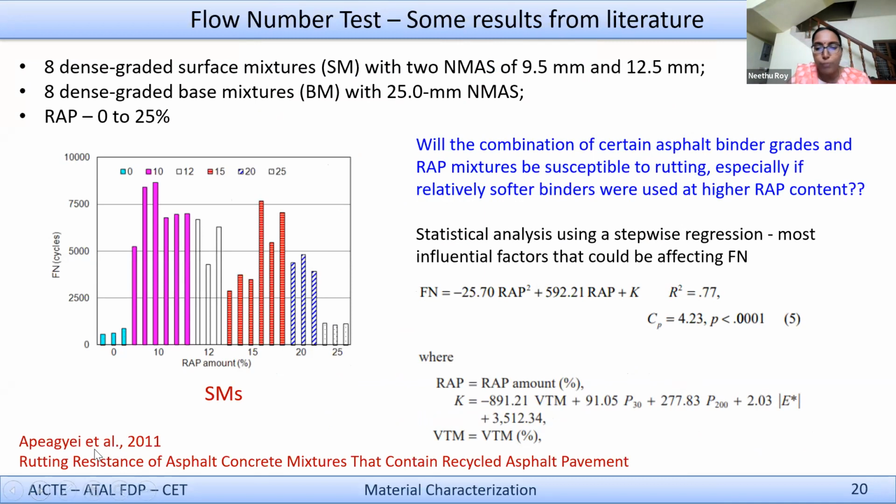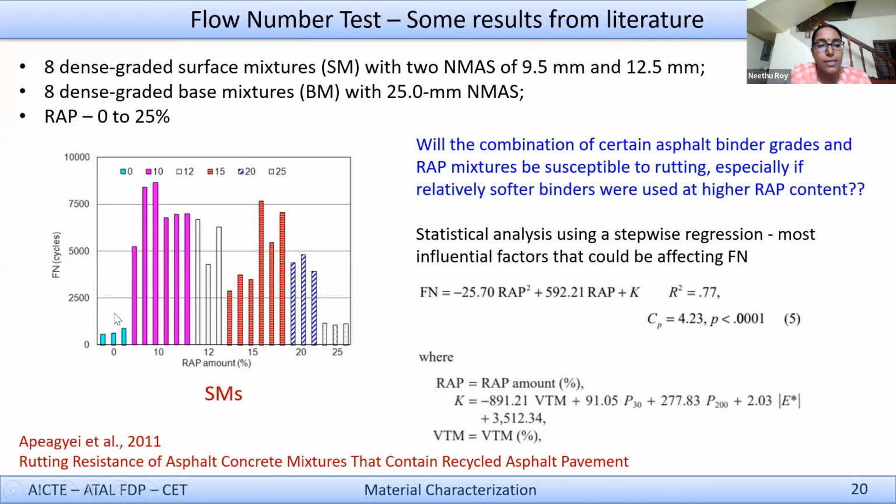This is one study. I have put the name of the paper here. This is on the rutting resistance of asphalt concrete mixtures that contain RAP. They have studied various surface mixtures, various binder mixtures, and some SMA mixtures also, stone mastic asphalt, but which we have not presented here. From the previous lectures, what we understood is that if you add RAP, it will increase the stiffness of the material. So we expect your rutting resistance to be more, or your flow number to be more, because it will take more cycles to fail, right?